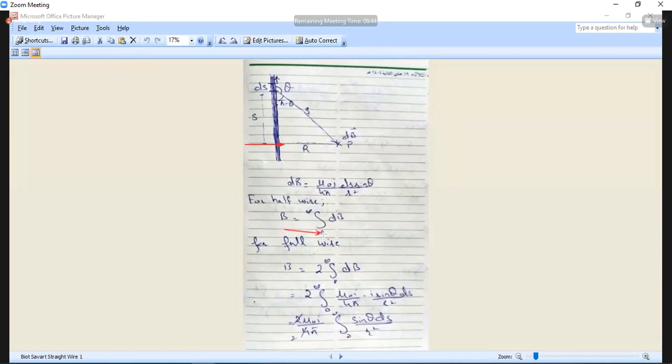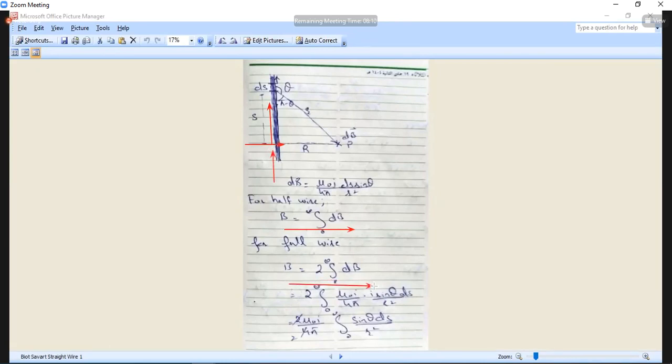If I want to find the total magnetic field due to the upper half of the wire at point P, the upper half of the wire will be in this direction. So the magnetic field at point P due to the upper section of the wire would be the integral of dB from 0 to infinity. And for the full wire, when I take the bottom side too, the total would be 2 into the integral of dB.